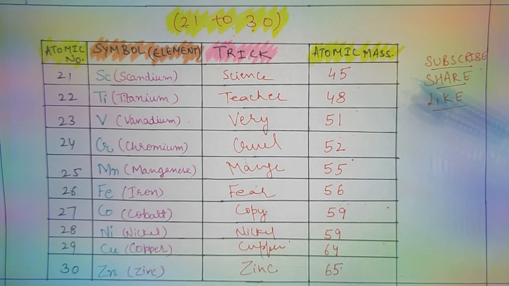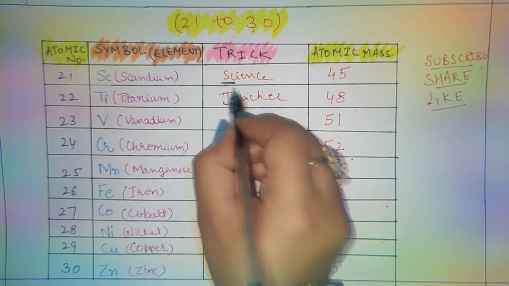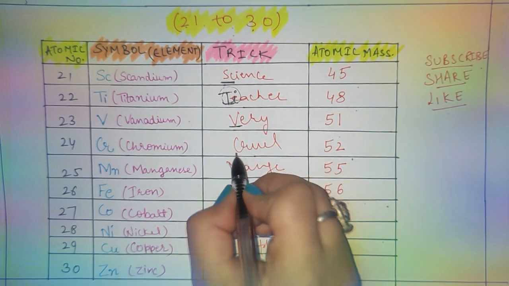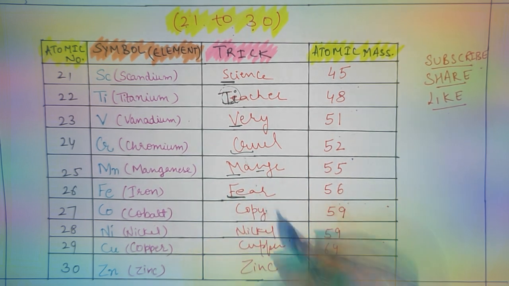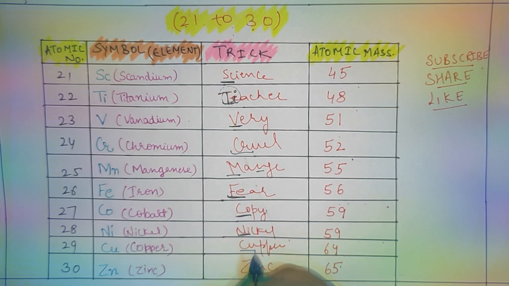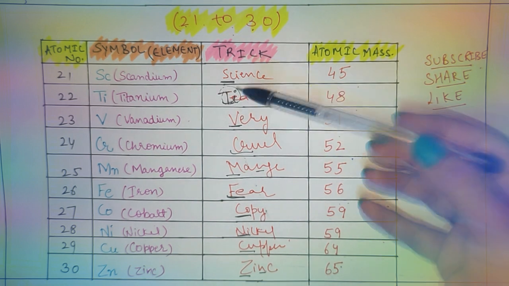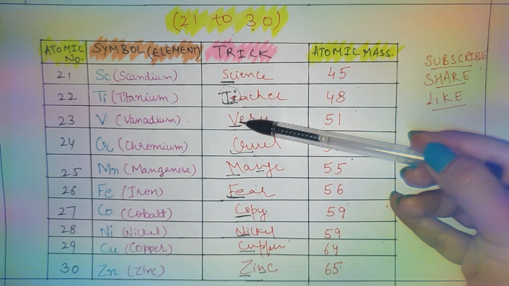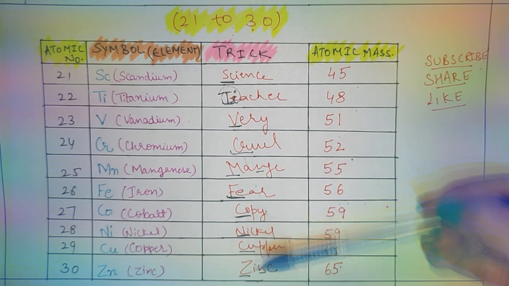The simple thing is, for scandium we use Science, Teacher: we write TE for Teacher, but the symbol is Ti, so you can make it Ti also. Very for vanadium, Cruel, Mange, Mn, Fair, Fe, that is the reason I write Fe here, Copy, Nickel, Copper, Zinc. So this is a simple trick. By using this trick you can check: scandium, titanium, vanadium, chromium, manganese, iron, cobalt, nickel, copper and zinc.